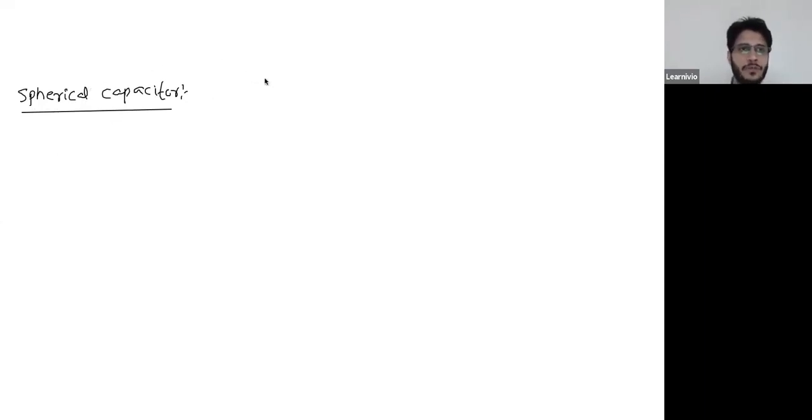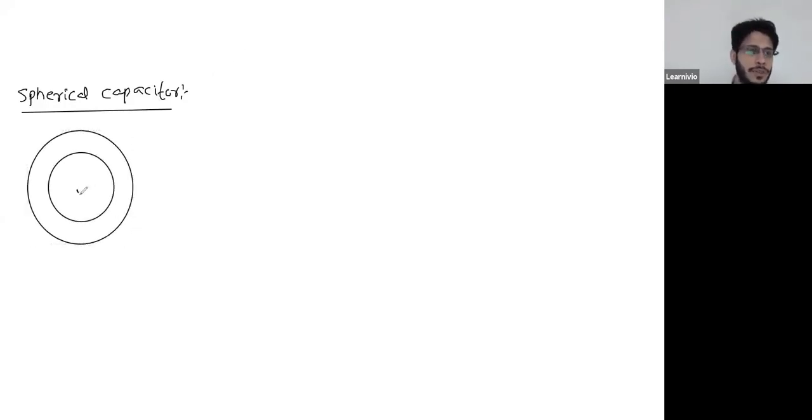So a spherical capacitor consists of two conducting spheres: the first sphere of radius A and the outer sphere of radius B. We place a charge plus Q on the surface of the first sphere. Due to this plus Q, a negative charge minus Q will get induced on the inner surface of the outer sphere, and a charge plus Q on its outer surface. But we have earthed the outer conductor because we need just equal and opposite charges. For a capacitor, you need two oppositely charged conductors, one with charge plus Q and another with charge minus Q. I don't need this extra plus Q, so to remove it, I just earthed this conductor. So now you have an inner sphere with charge Q and an outer sphere with charge minus Q. Is it clear?